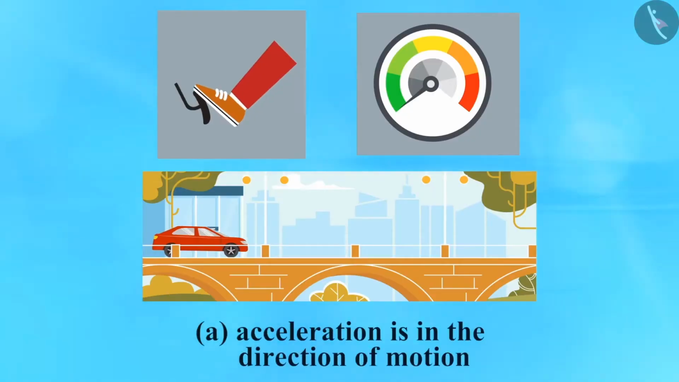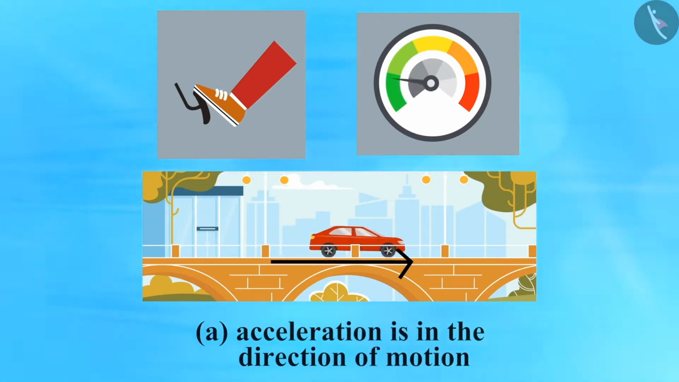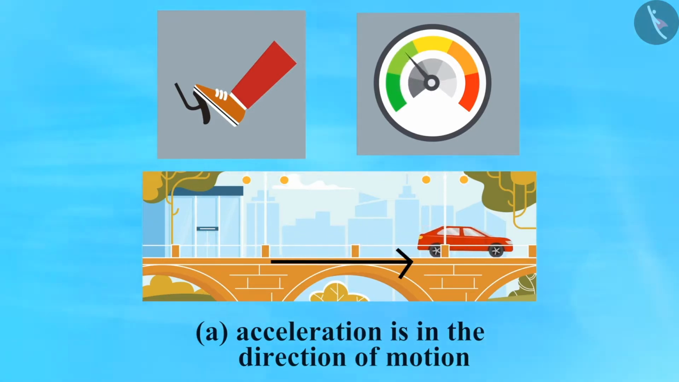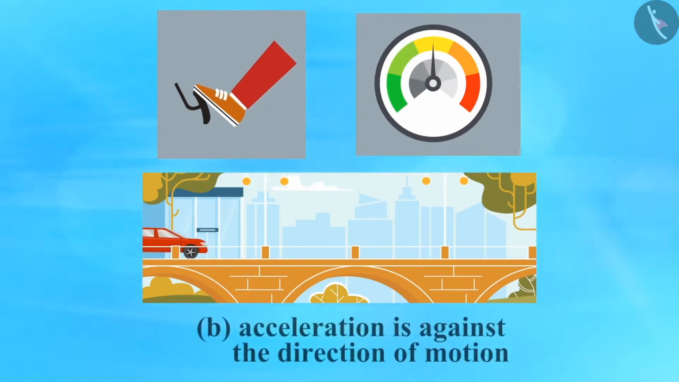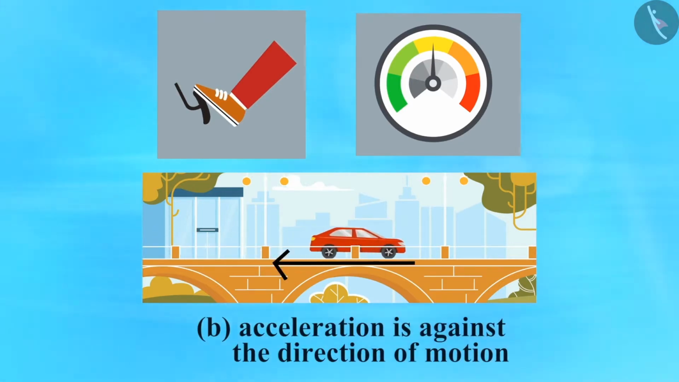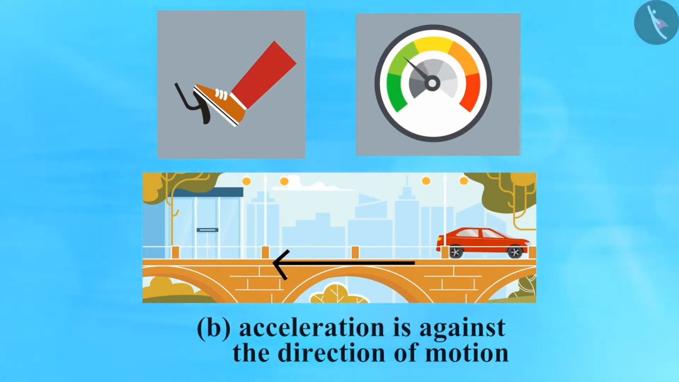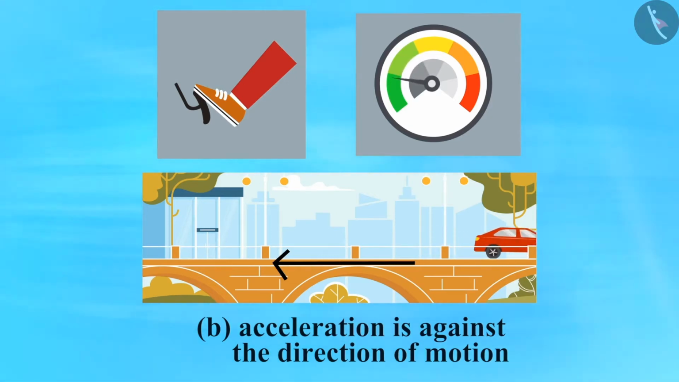A. Acceleration is in the direction of motion. Here, when the driver pushes the accelerator pedal, the car starts from rest and the speed keeps on increasing. Here, the acceleration is positive. B. Acceleration is against the direction of motion. Let's observe a moving car. The driver applies the brake and the car slows down. Although the car's direction of motion is towards the right, the acceleration is applied in the opposite direction. Here, we can say that the acceleration is negative.